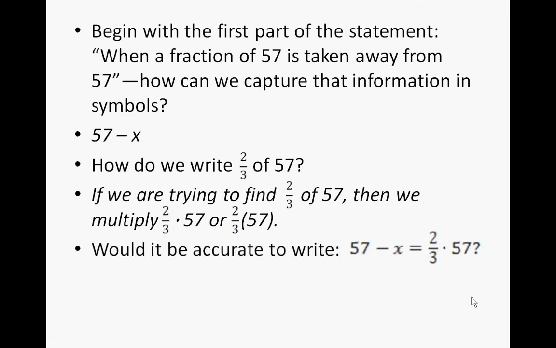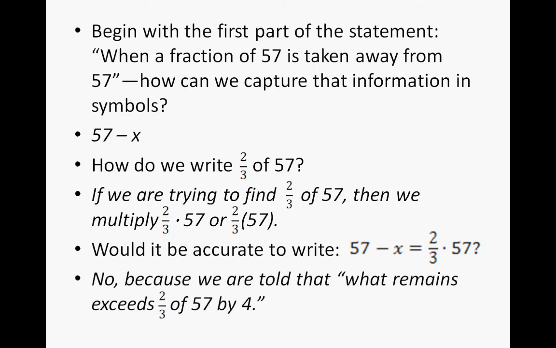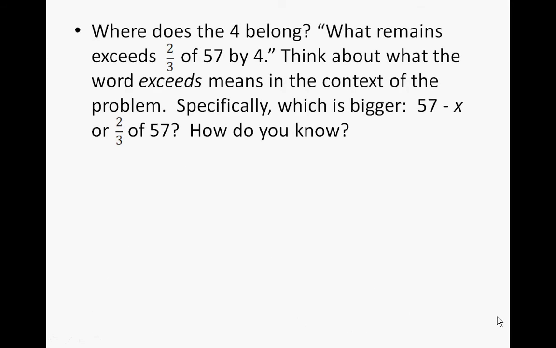So, would it be accurate to write this? 57 minus x equals 2/3 times 57. Remember, go back to the original statement. Are we done? Well, your answer should have been no, because we are told that what remains exceeds 2/3 of 57 by 4. So we have a 4 that we have to deal with. So where does this 4 belong? What remains exceeds 2/3 of 57 by 4.